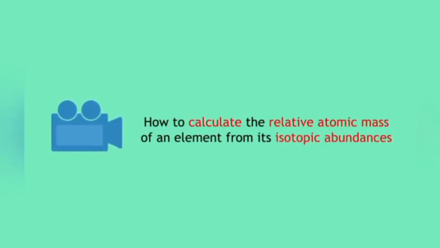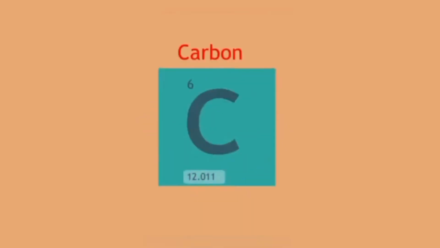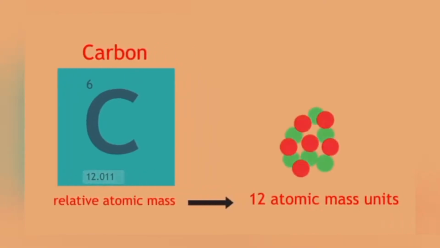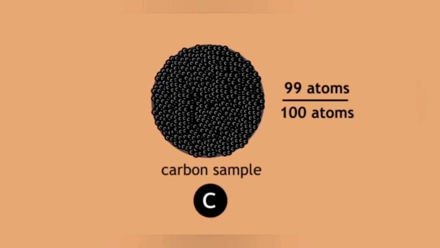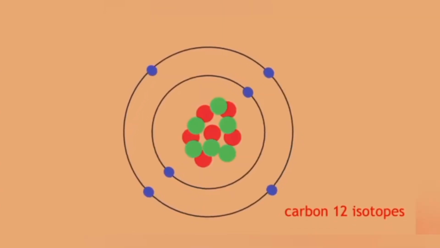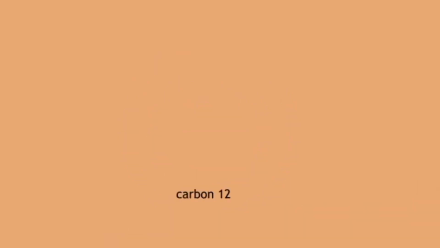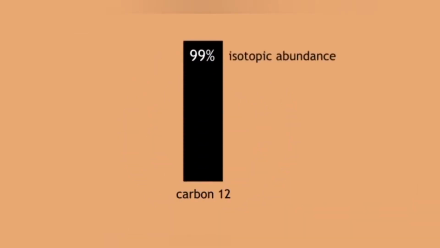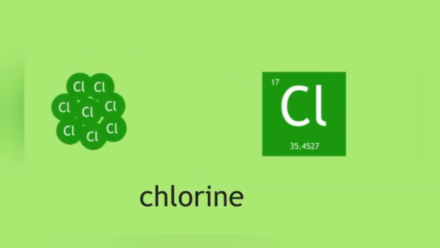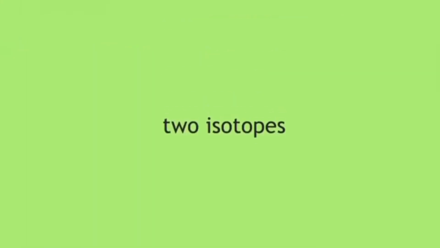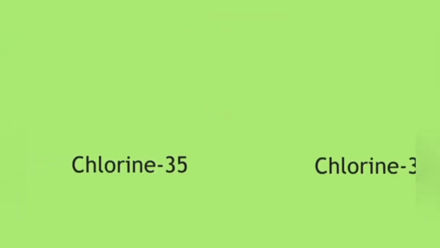Calculate the relative atomic mass of an element from its isotopic abundances. If we consider carbon, its relative atomic mass is very close to 12 atomic mass units. This is because, in nature, 99 atoms out of 100 atoms of a carbon sample are carbon-12 isotopes. Another way of saying this is that carbon-12 has a 99% isotopic abundance. However, not all relative atomic masses of elements are weighted in this way. Chlorine, for instance, exists as two isotopes, chlorine-35 and chlorine-37.